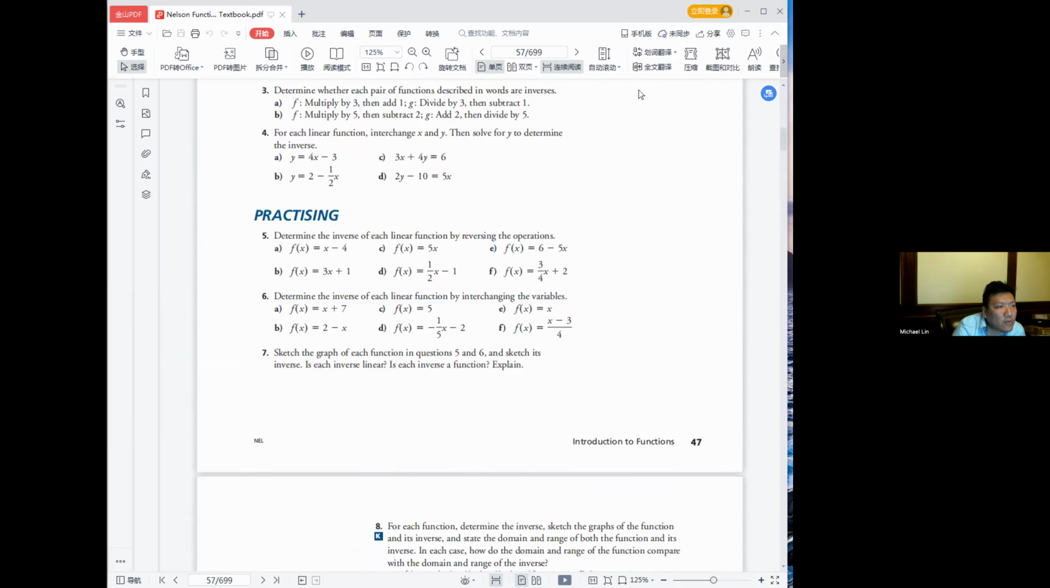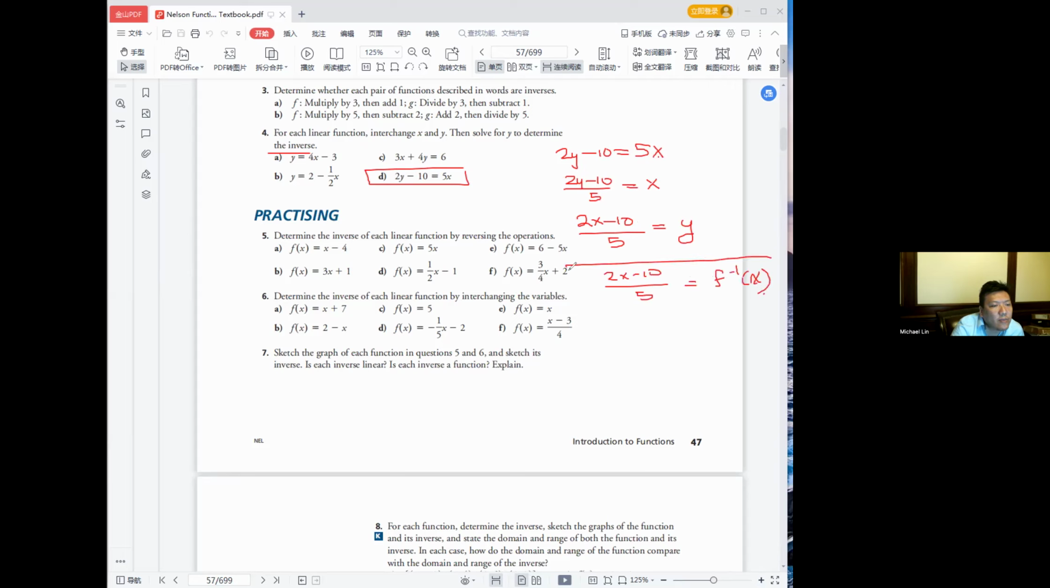Now let's just practice getting the inverse. Okay, so let's do this one. We have 2y minus 10 equals 5x. Again, the easiest way is probably to just write (2y minus 10) divided by 5 is equal to x. Then just switch the x and y variables. So you get (2x minus 10) over 5 is equal to y. That means (2x minus 10) over 5 is equal to f inverse of x.